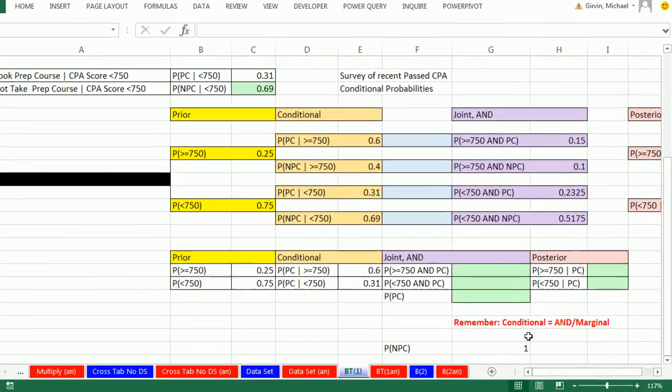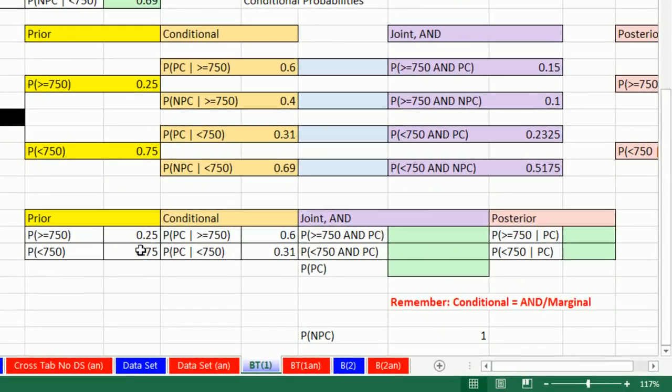Now let's do it with our table. I've already filled this in. These are just all cell references pointing up there. And there's our prior. There's our conditional. That's only the PCs, notice. So to calculate our joint, equals prior times our conditional, enter, equals the prior times our conditional, and enter. Both of these are for PCs.